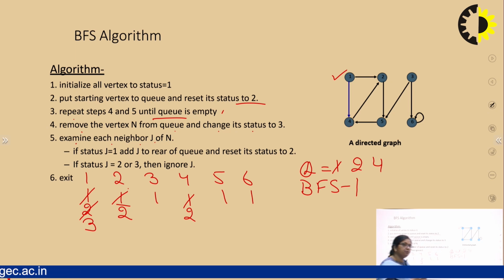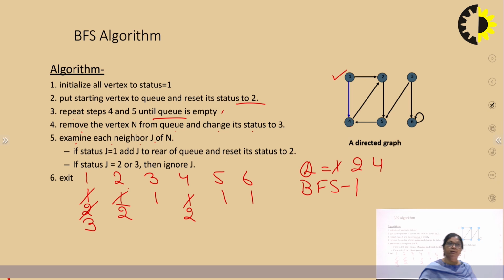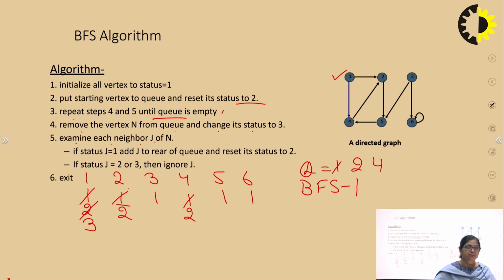So in Q, 2 and 4 have come. It means what will be processed after 1? Its neighbors. Okay. So now if I see this, both are 1. Now I'll delete one more node, 2. Its status will be 3. It will be added to output.